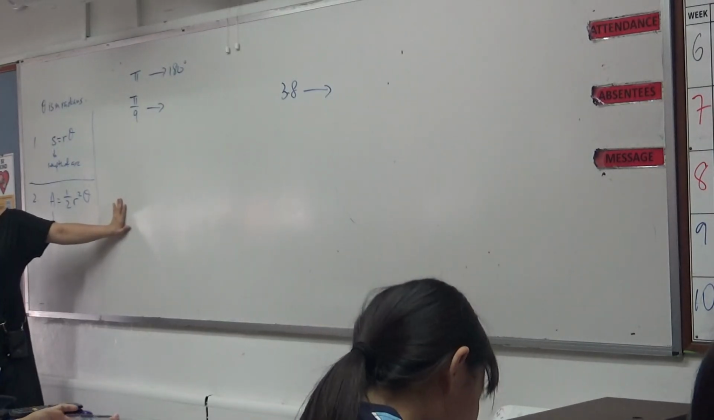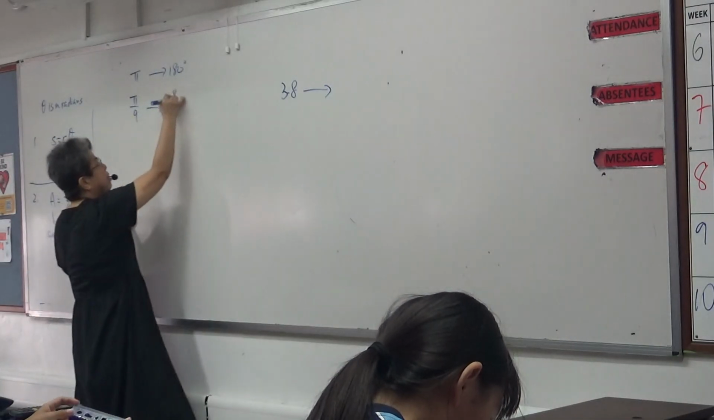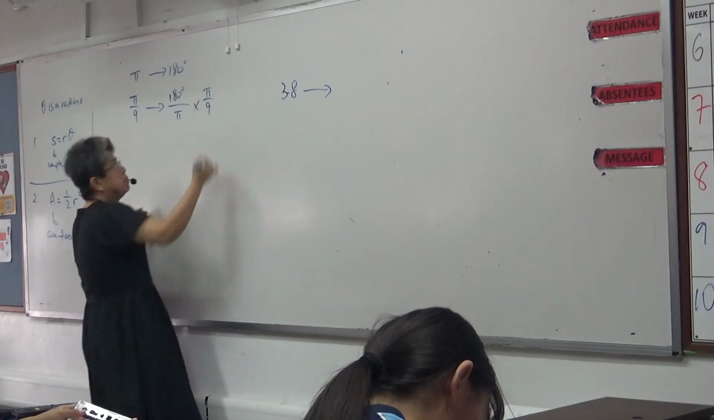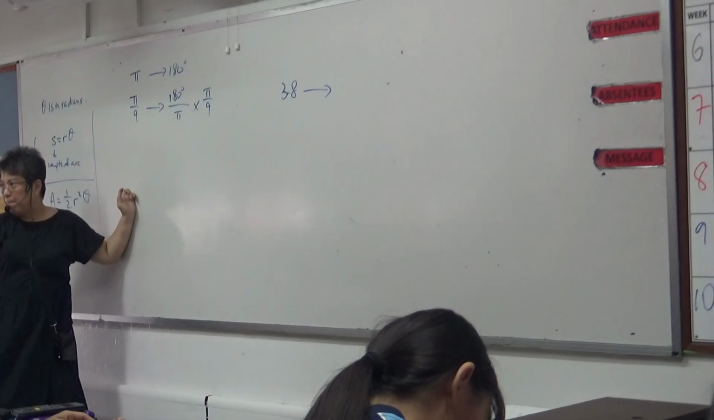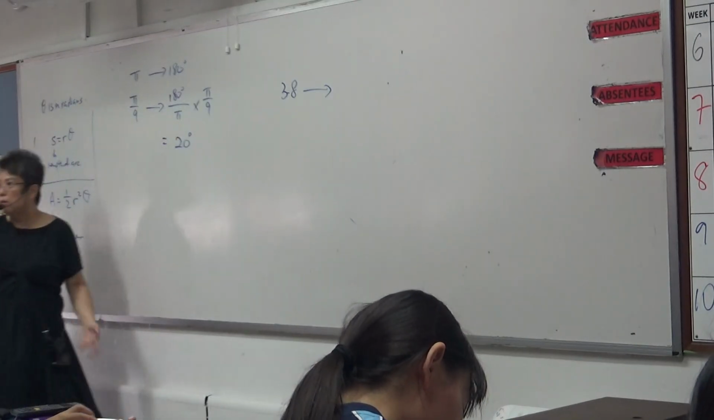Correct. You agree pi corresponds to 180. So you have to type pi online. So it's 180 over pi times pi over 9, right? Remember, I always say this over this times this, right? So this one will give me just how many degrees?